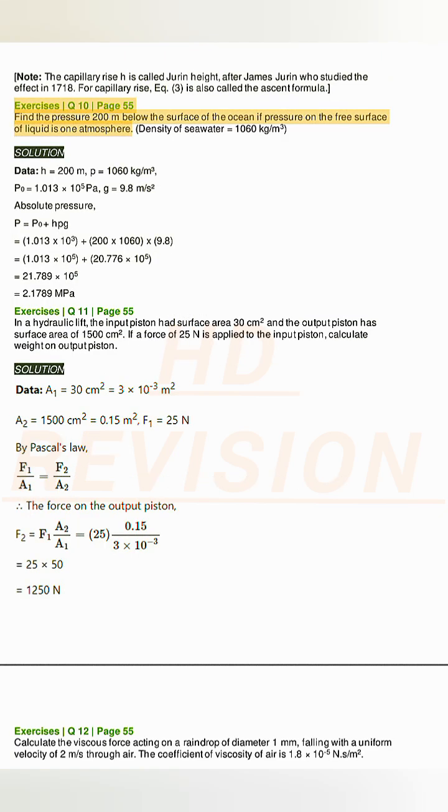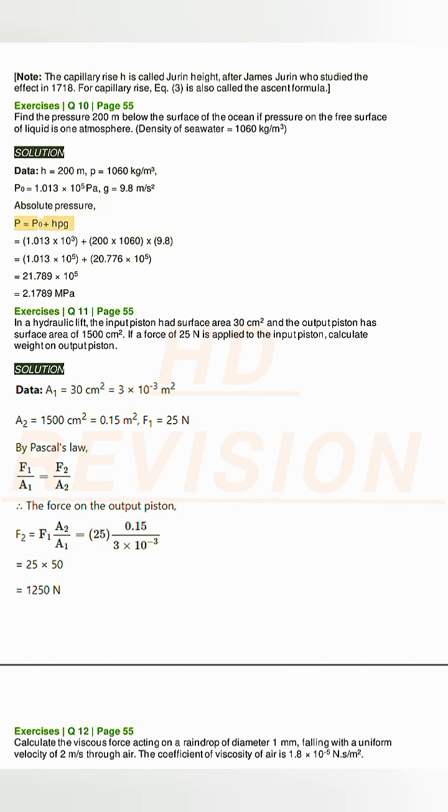Exercises, Q10, page 55: Find the pressure 200 meters below the surface of the ocean if the pressure on the free surface of the liquid is 1 atmosphere. Density of seawater equals 1060 kg per cubic meter. Solution: Data: h equals 200 meters, ρ equals 1060 kg per cubic meter, P0 equals 1.013 × 10^5 pascals, g equals 9.8 meters per square second.